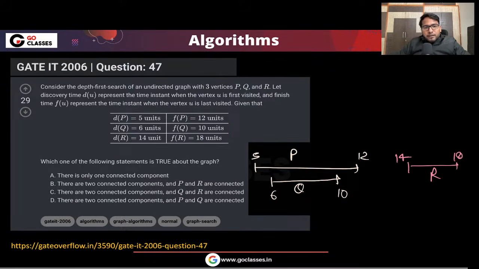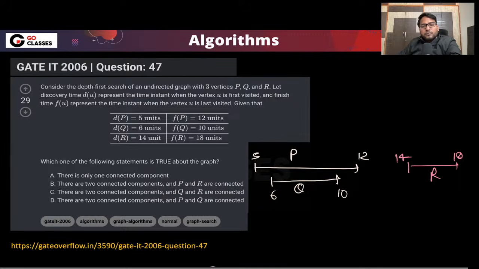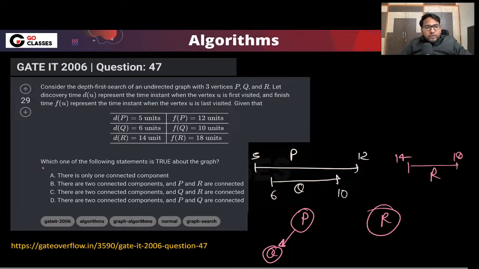Now they are saying, which of the following is true about this graph? Using this information, can you make the DFS tree? We have just written it in the parenthesis way. Now, can you make the DFS tree? Let me know. See here, this is P, then from P to Q there is a relation, and R is independent. So what can you say here? There is only one connected component. This is an undirected graph.